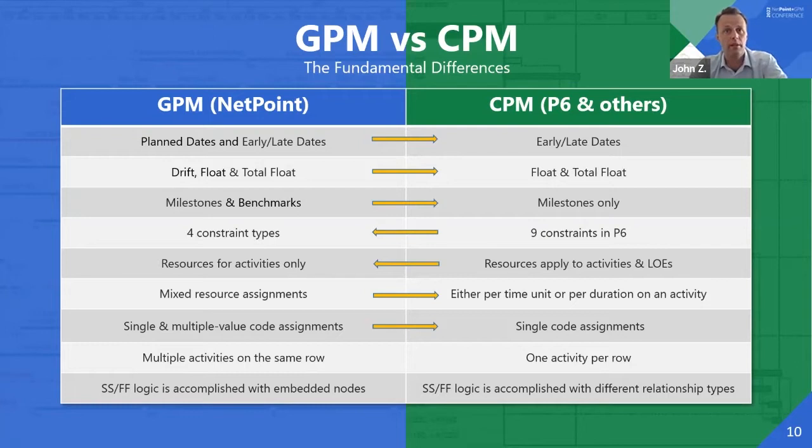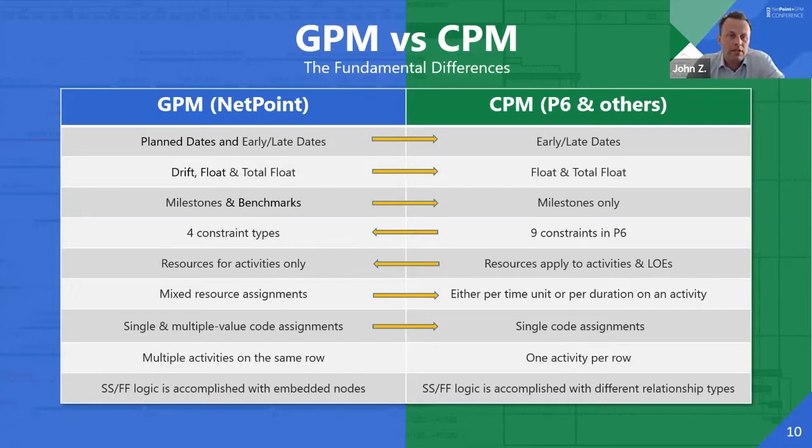So that's fine. NetPoint actually works in the same way with one difference. In NetPoint, you're allowed to make the same activity have two different behaviors for two different resources. And there are reasons where that makes sense. However, if you do that and then you export to P6, you need to kind of normalize it to match P6's criteria. And we'll see that in a minute.